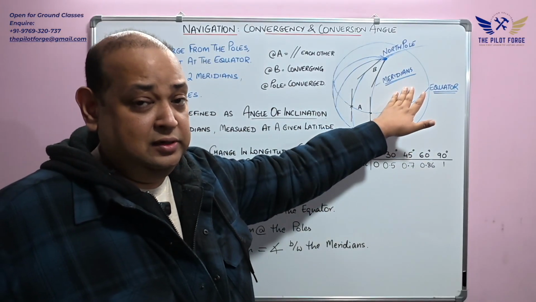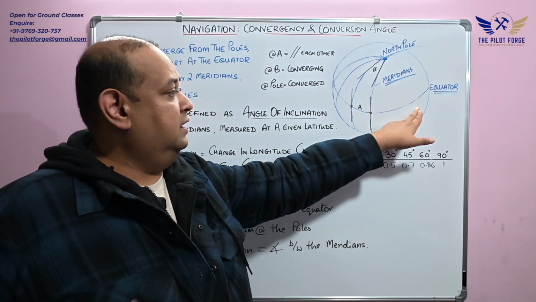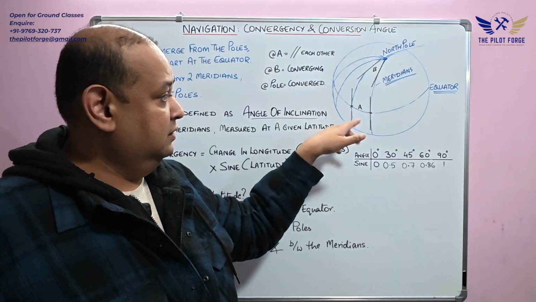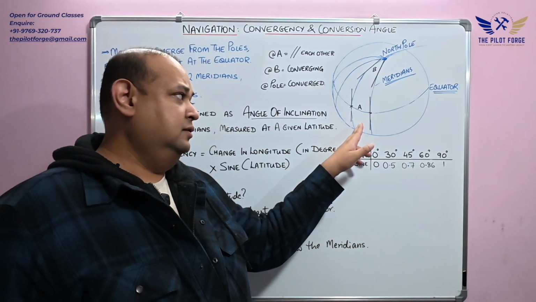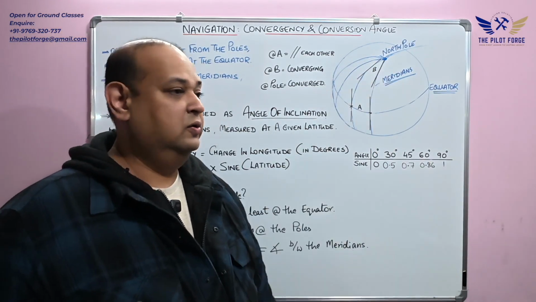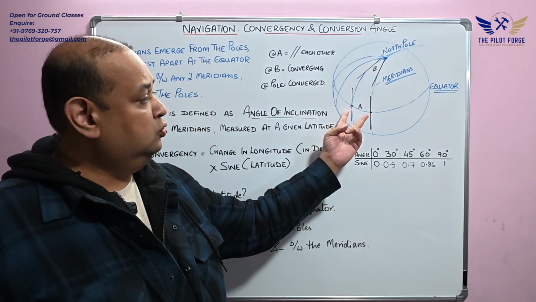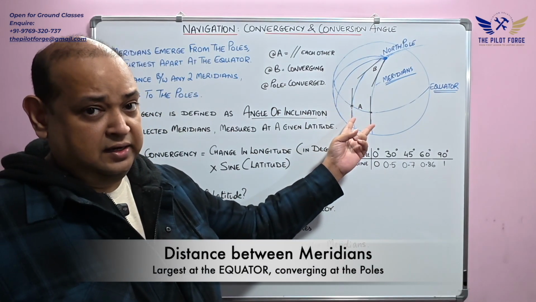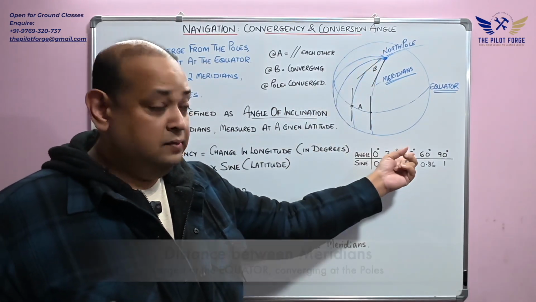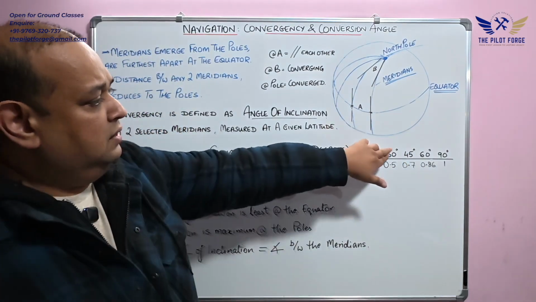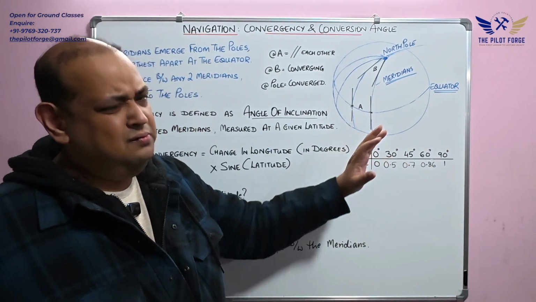Now, I've got a diagram drawn up. It's a three-dimensional representation of the Earth, North Pole over there, equator over here, meridians over here. I've also drawn up some tangents to the meridians at A and B. So the distance between the two meridians is largest at the equator and it converges towards the poles. I have not shown the south pole over here, but it doesn't really matter.